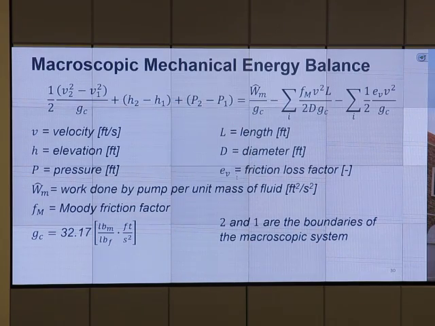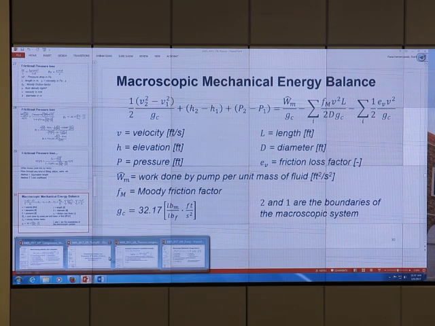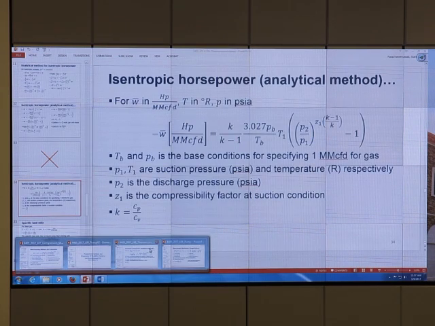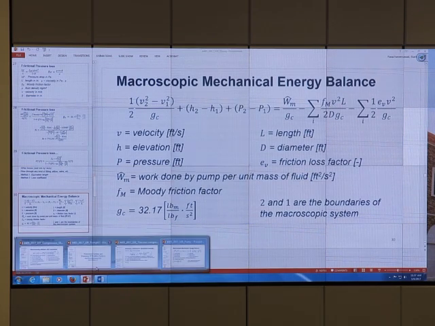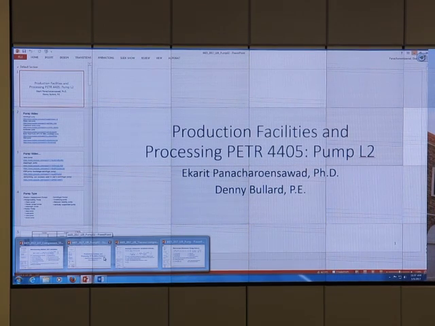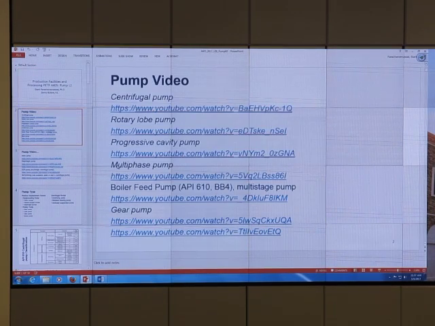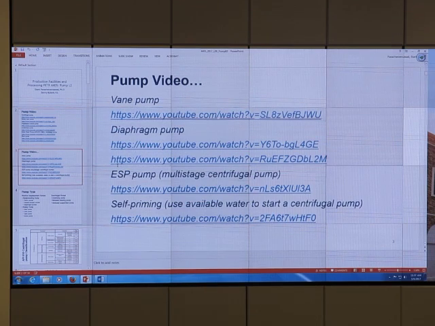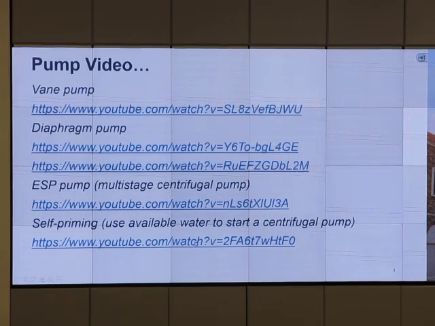Maybe let's do a little bit of the second part. The second part has less calculation. Self-priming centrifugal pump, gear pump. Okay. Let's see the self-priming pump.